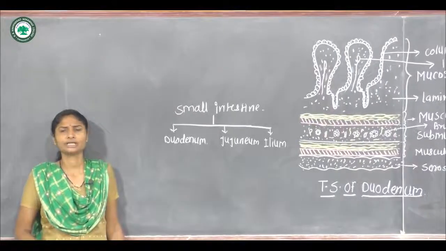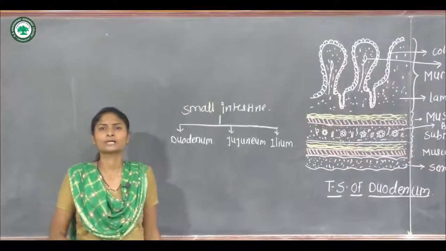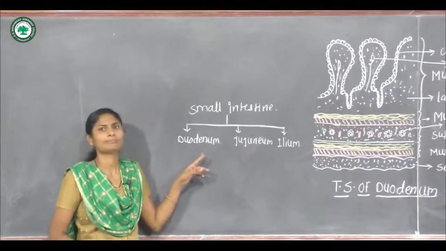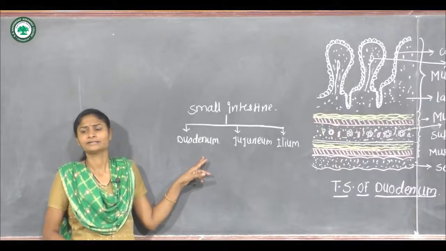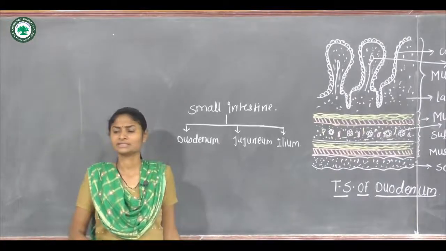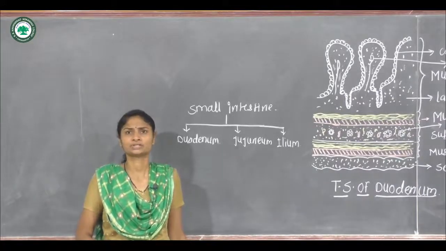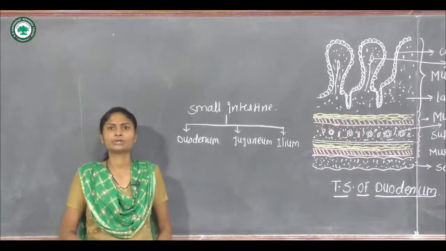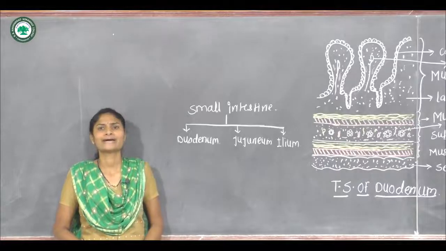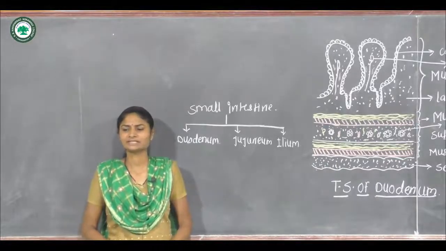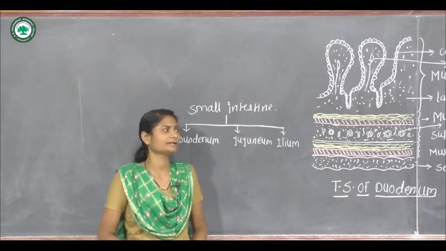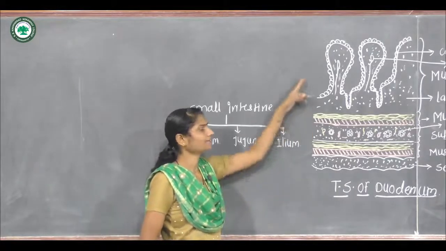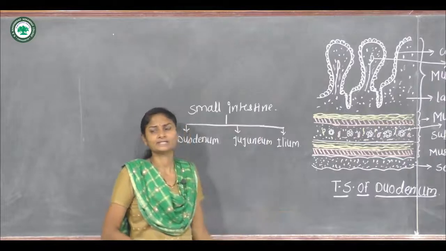This duodenum is the first part of small intestine and this is the smallest part. This duodenum is a U-shaped structure. We will cut a section of duodenum and look at the details. It has different kinds of layers. Duodenum histologically shows different types of layers.